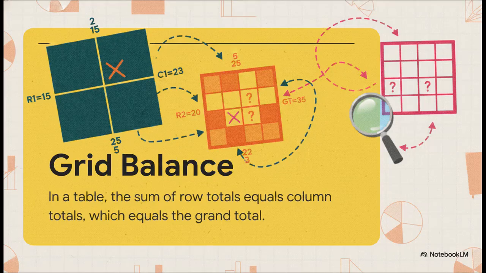Here's another incredibly elegant shortcut: vertical and horizontal balance. In any grid, whether it's 2x2 or 3x3, the sum of your row totals absolutely has to equal the sum of your column totals, which of course equals your grand total. So if you're ever just missing one pesky little cell, don't waste time writing out algebraic equations. You can almost always find it through simple, basic subtraction of the row and column totals you already have.